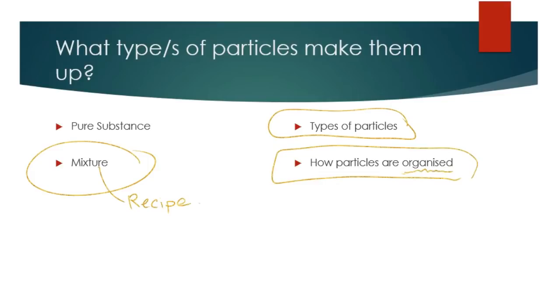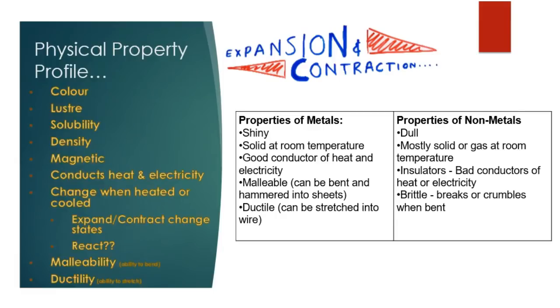But let's just go now and start applying this basic learning to the physical property profile. So remember when I said there were different types of particles that make up substances? Well, the first thing you need to remember is that they fall into two main categories: metals and non-metals. Metals are usually shiny or can be shined. They do go dull after a while. At room temperature, they're solid, which means they have quite a high melting point and boiling point. Their melting point's going to be above, say, 30 or 40 degrees Celsius. They're good conductors of heat and electricity.